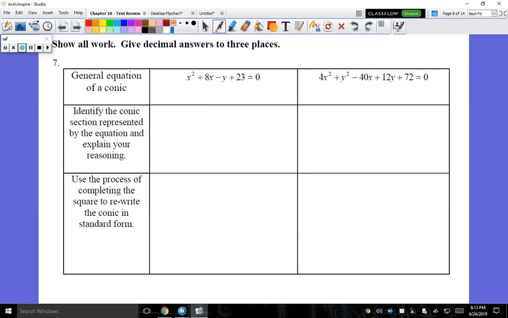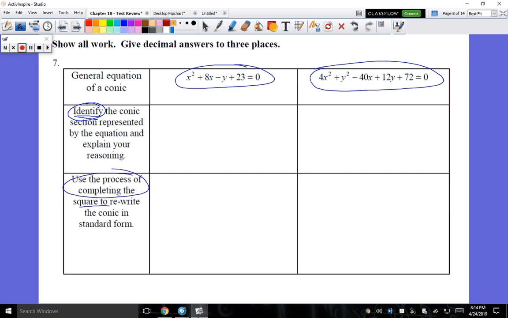Okay, so now we're looking at a table, and we're looking at two general forms of conics, and we're trying to see, first of all, which conic is it? Is it a parabola, a hyperbola, an ellipse, or a circle? And then we're going to use the process of completing the square to write it in standard form, based off of whatever shape it is.